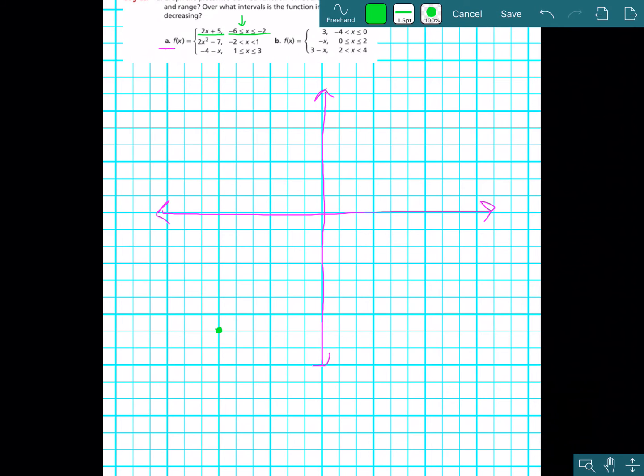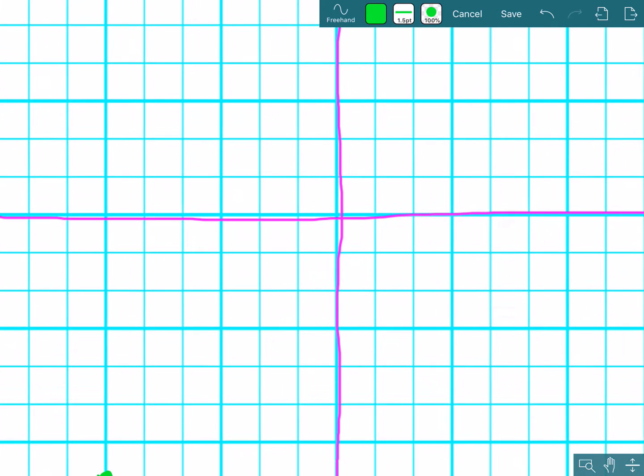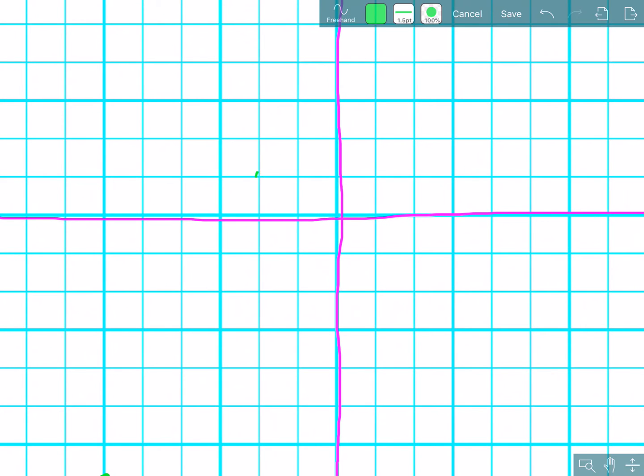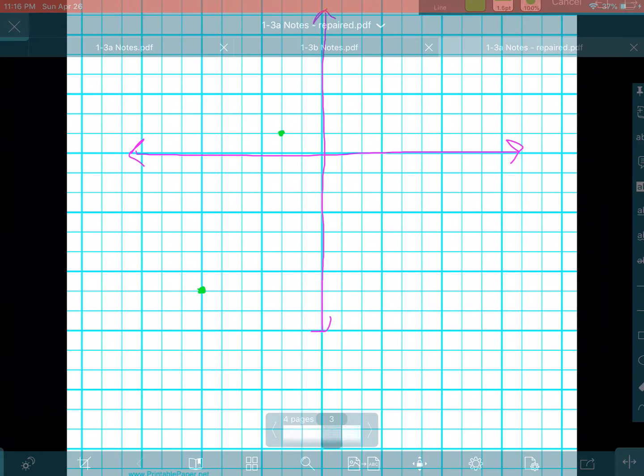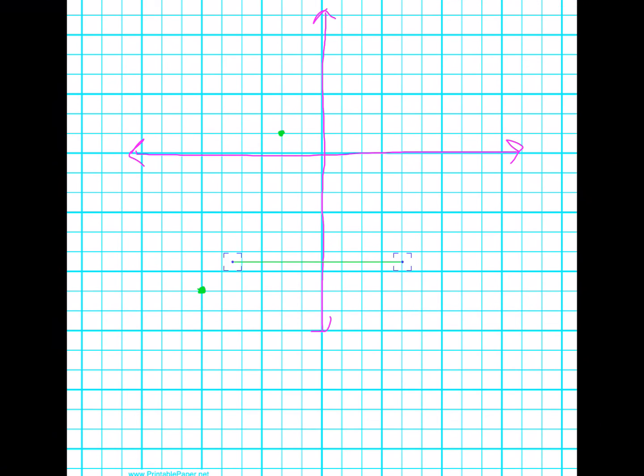Now I'm going to plot the point at -2. So I plug -2 in. 2 times -2 is -4, plus 5 is 1. So I know at -2, I'm at +1, and again it's or equal to, so that point is included. So now I just have to connect those two using a line. So there is that portion of the graph. Okay, so that's what it's going to look like.